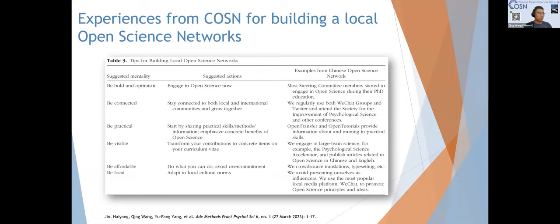The experiences we learned from building COSN from a small special interest group is, first of all, be bold and optimistic. Even though we're facing a lot of challenges and barriers, we're lacking funding, we're lacking support, but be bold and optimistic. We can always seek help from other open science organizations, and also be connected. Always ask help from other open science organizations, and for the person who is really fond of promoting open science, they're definitely going to help you.